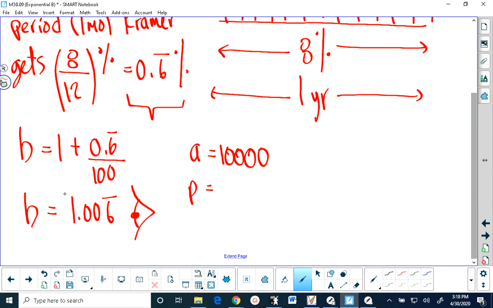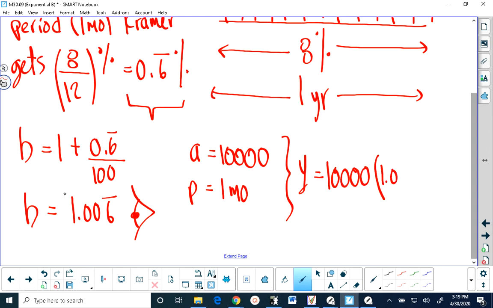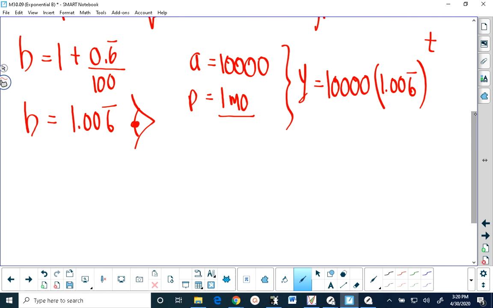P is 1 month. And in this particular case, if it's ever monthly, I would recommend using P equals 1 month. Don't try to convert months to years. It gets too messy with the decimals. This means that Kramer's investment is the initial amount, A, multiplied by B, which is 1.006 repeating, raised to the T over 1. So don't forget in this equation that we've just developed that T is in months.